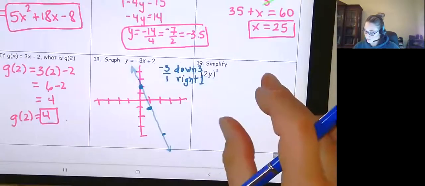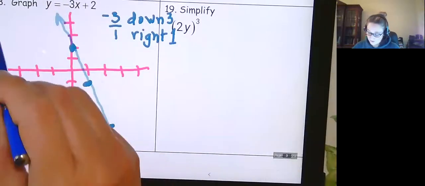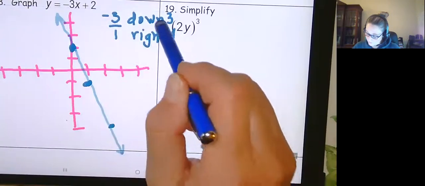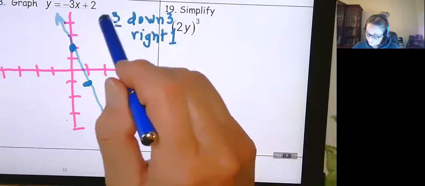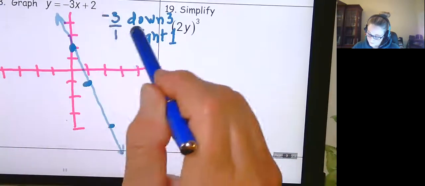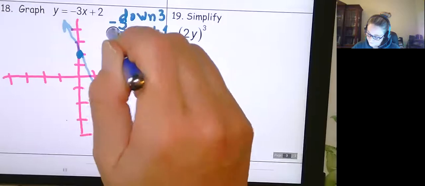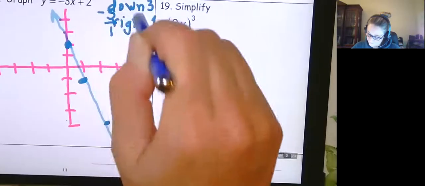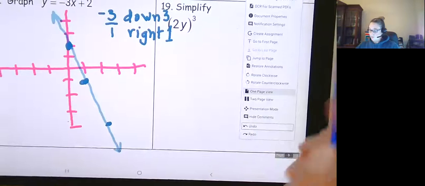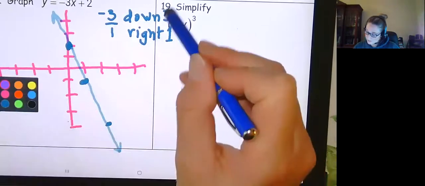And number 19. Okay, so number 19, let me just move this little bit here. I don't want to move all of that. I'm just going to undo that. Okay, well, we'll just read it through right here. So we're looking at this problem right here.